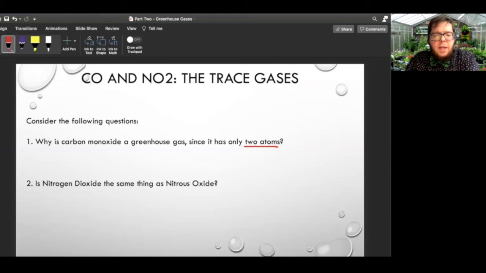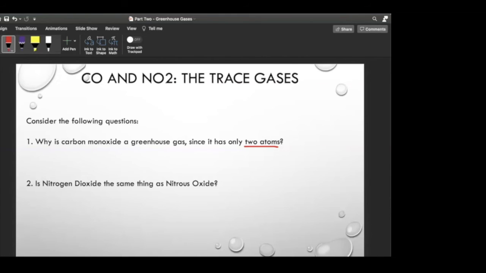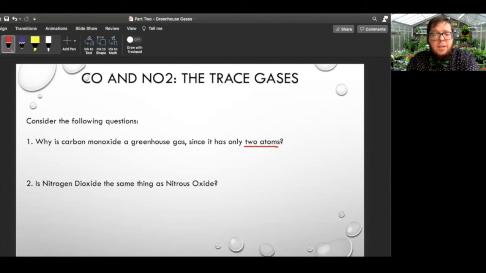Is nitrogen dioxide the same thing as nitrous oxide? No. No, they're 2 different molecules, right? I don't know about you guys. I'm a little rusty on my chemistry formulas. I remember trying to memorize these OUS endings and oxide endings and all that good stuff when I was in high school, and it's gone. But I know that nitrogen dioxide is not the same thing as nitrous oxide.